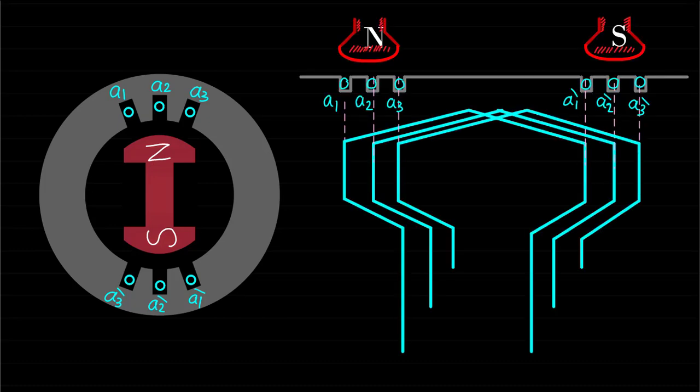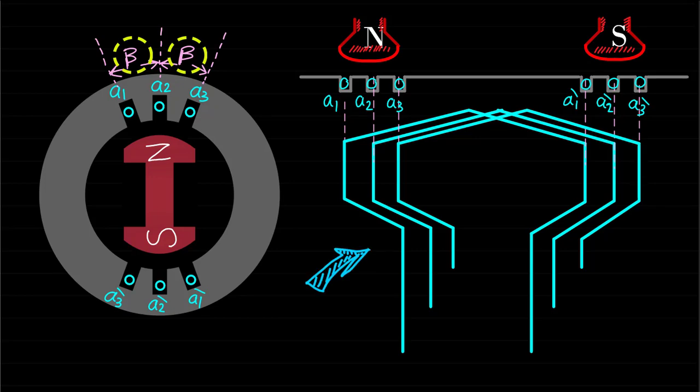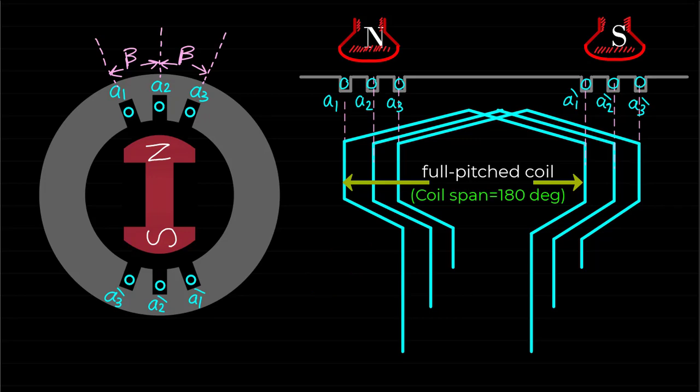This figure shows the linearized representation of this machine. As we can see, this machine has three distributed armature coils which are shifted from each other by the slot angle beta. Note that these three distributed coils are full-pitched coils. That means each of these coils have coil span of 180 degrees electrical.